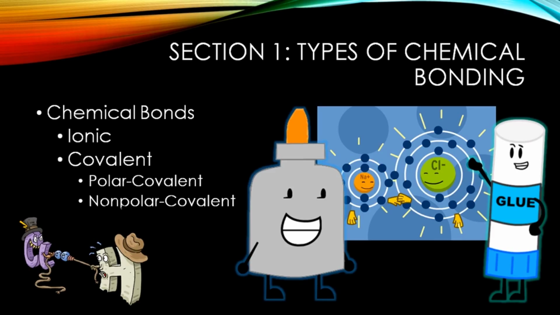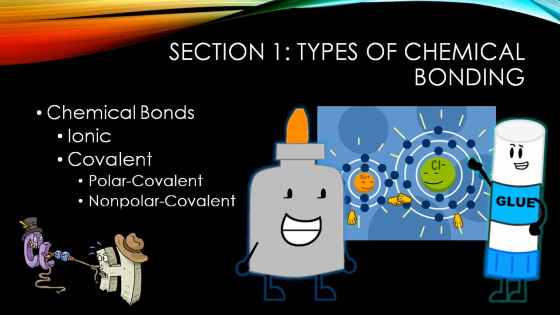Well, a chemical bond is like glue that holds atoms or molecules together. It is caused by electrical attraction that occurs between the nuclei and valence electrons of different atoms, hence binding them together. Now there are two main types of chemical bonding, ionic and covalent. Ionic bonds are the result of electrons being transferred between two atoms. This is due to an electrical attraction between anions and cations. Remember, anions are negatively charged ions and cations are positively charged ions.